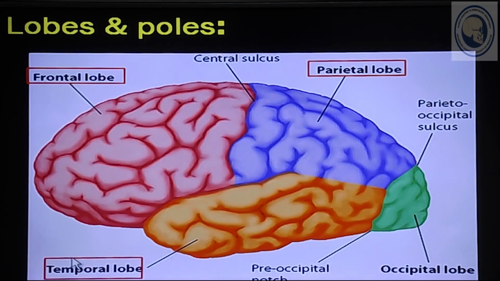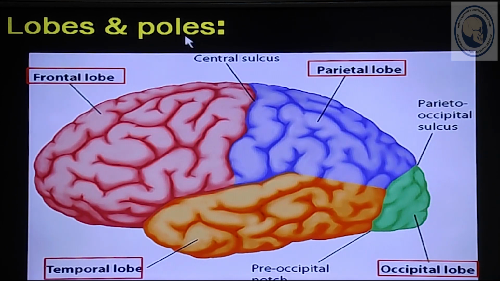Also, we have a temporal lobe lying below the lateral sulcus. And the last lobe will be the occipital lobe. It lies behind the parieto-occipital sulcus. So we have four lobes: frontal, parietal, occipital, and temporal.